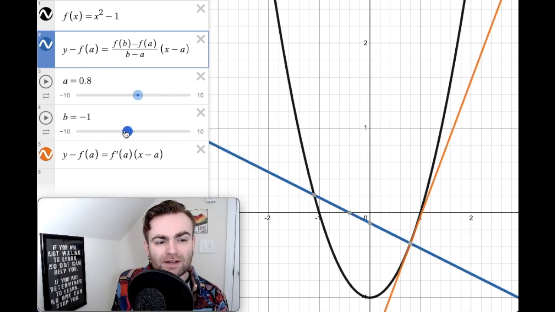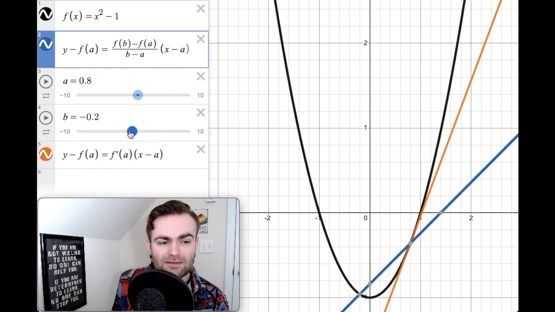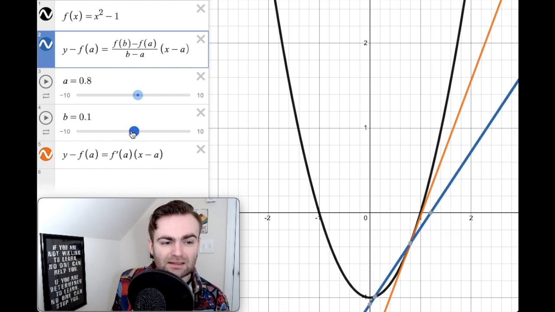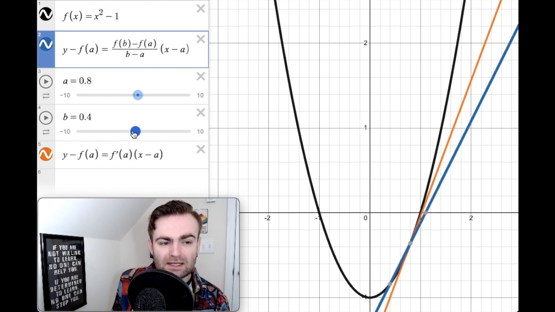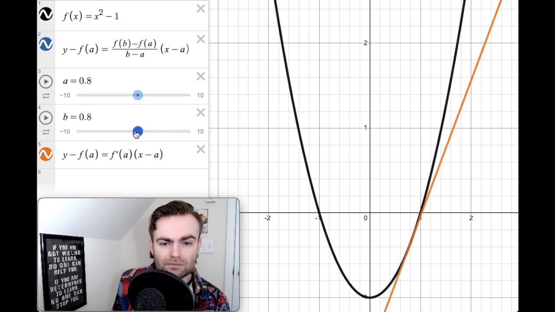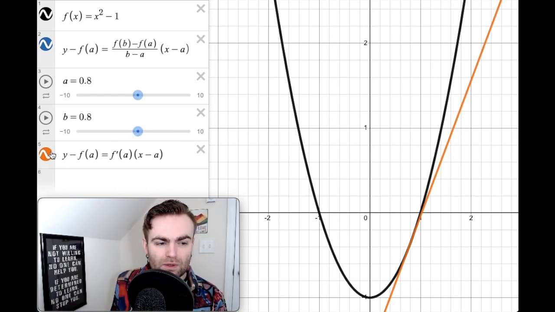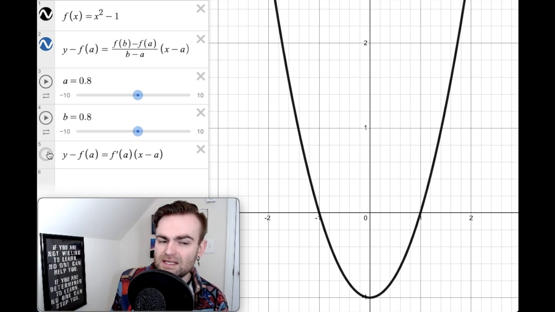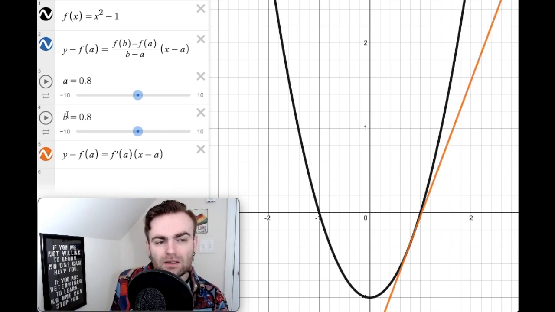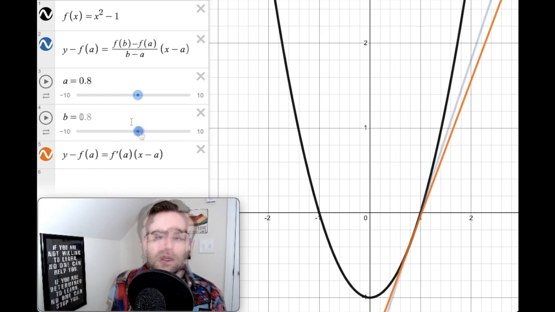So if I take this b value and I make it closer and closer to the a value, you'll notice that the lines get closer and closer together until they seemingly overlap, right? But if I hide the orange line here, the secant line went away. Why is that? Well, we divide by 0. We get 0 in the numerator, and we get 0 in the denominator, so it can't calculate the slope, therefore it can't compute what the secant line would be there.